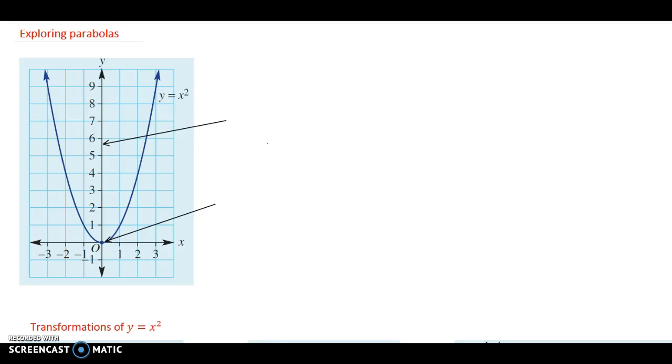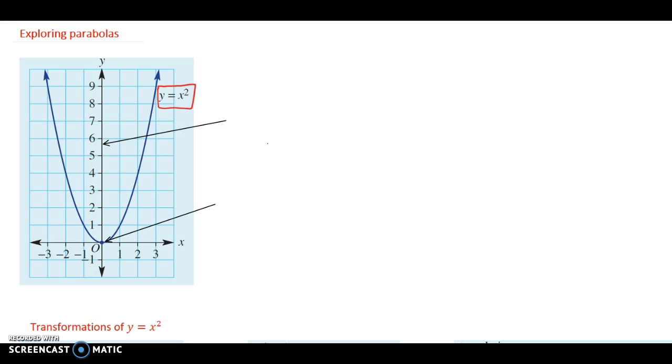This lesson will be an introduction to parabolas. Now on the screen here, I've got the most basic form of parabola, which takes the rule y equals x squared, as you can see there. Now there's a few key features of parabolas that we need to make a note of.